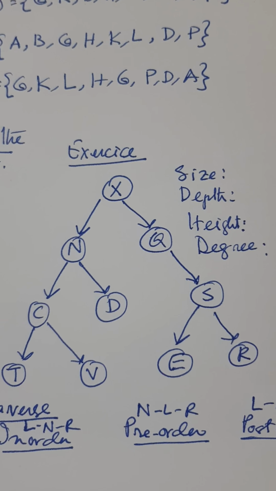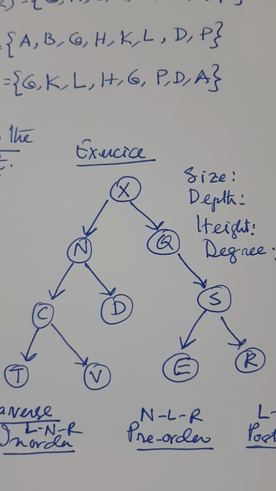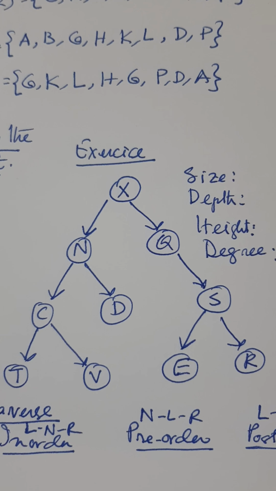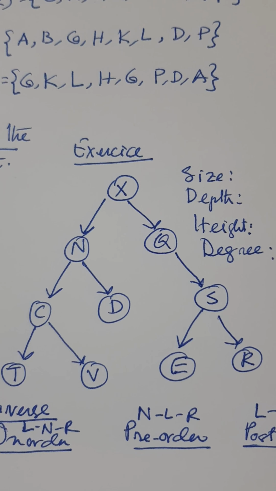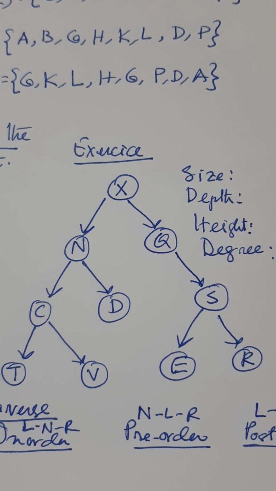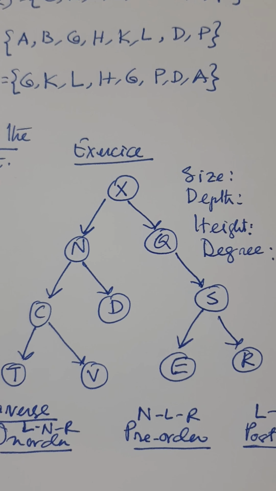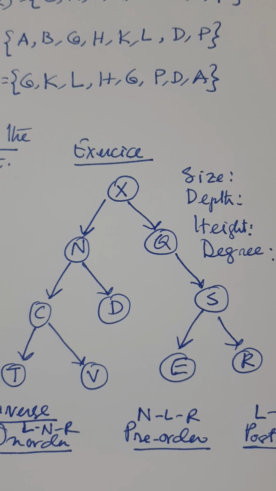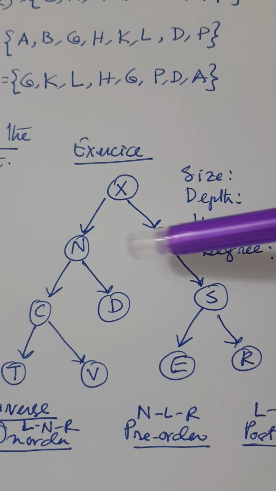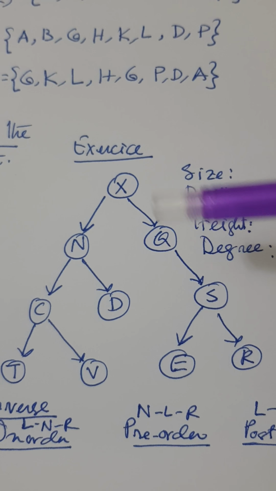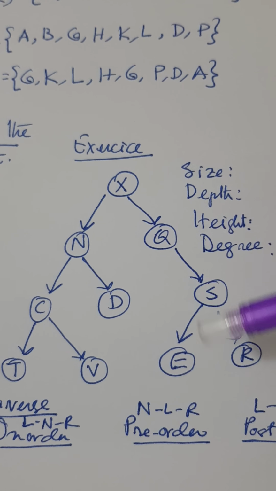So for this exercise, when you solve it, let me tell you what the size is. The size counts the nodes: 3, 2, 5, 6, 7, and so on, so the size is 10. What is the depth? Depth is the longest path from root to leaf. So 1, 2, 3. So the depth is 3. Height, if we consider height as leaf to root, the longest path, 1, 2, 3, so the height is 3. And then what is the degree? Degree is the number of subtrees that you have under the root of the tree. So the degree is 2.